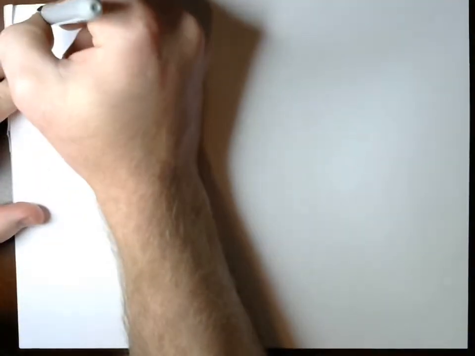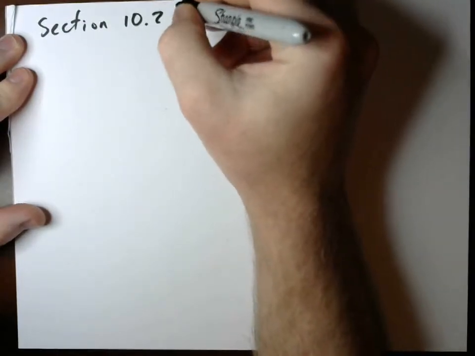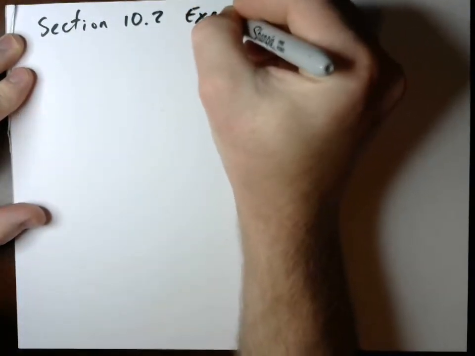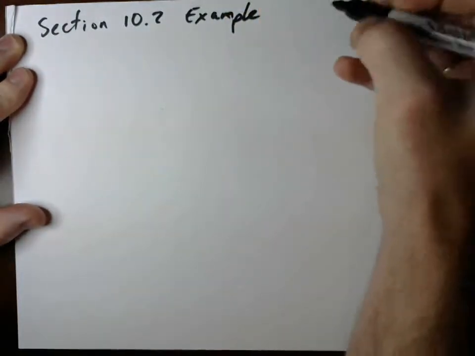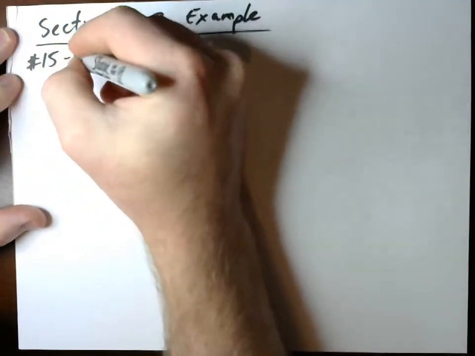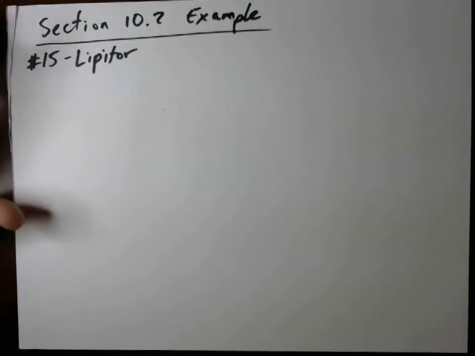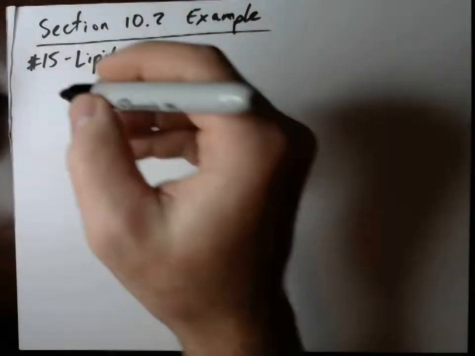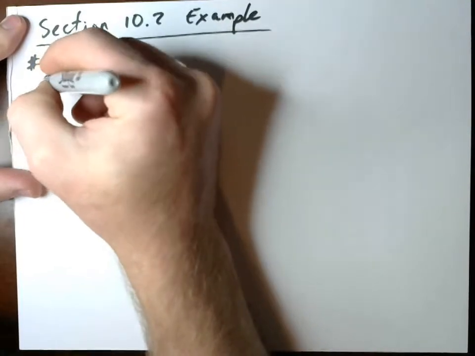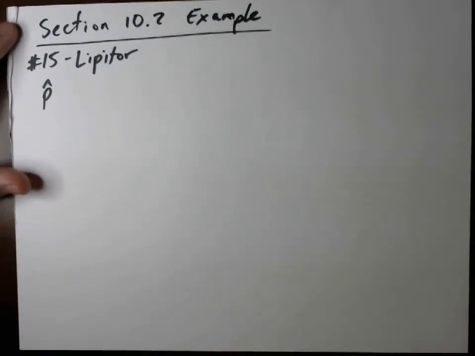So, section 10.2 example. This is number 15 on Lipitor. Yeah, I spelled it right. So anyways, we should have the information on p hat. So we should be given our sample data. Our sample data for population proportion is p hat. That's all the information that we should be able to get from proportion.